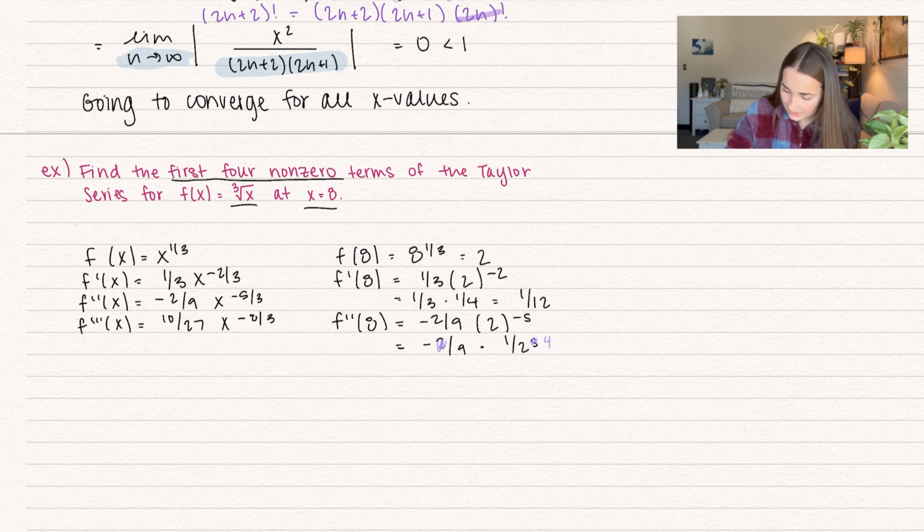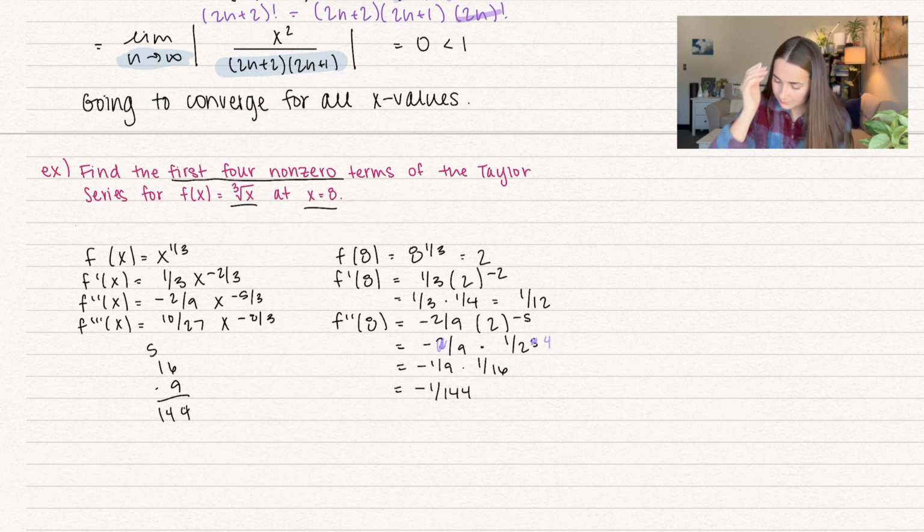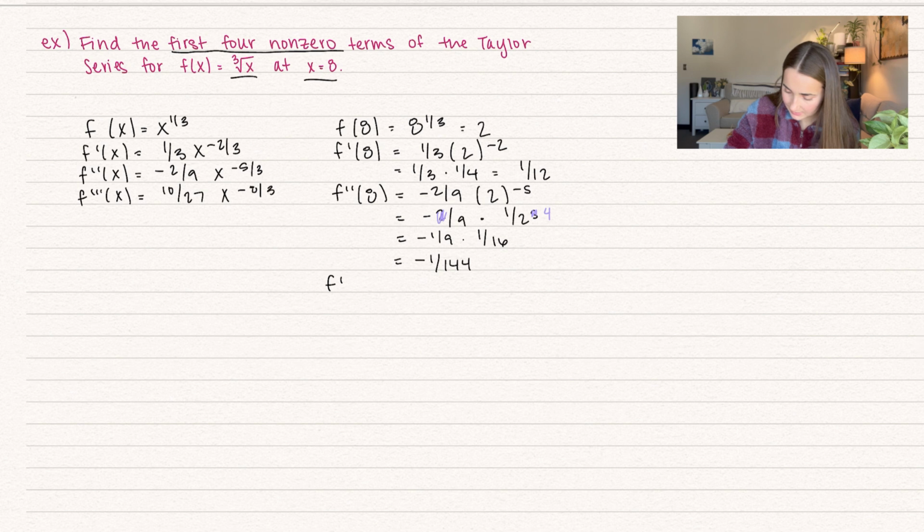So what does that leave us with? That is equal to negative 1/9 times 1/16. So, don't be afraid to whip out old-fashioned math. We get 54, 144. So we get negative 1/144. Lots of numbers here. Okay, let's find the third derivative evaluated at 8. 10/27 times the cube root of 8, which is equal to 2, and that's going to be to the negative 8. So 10/27 times 1/2 to the power of 8.